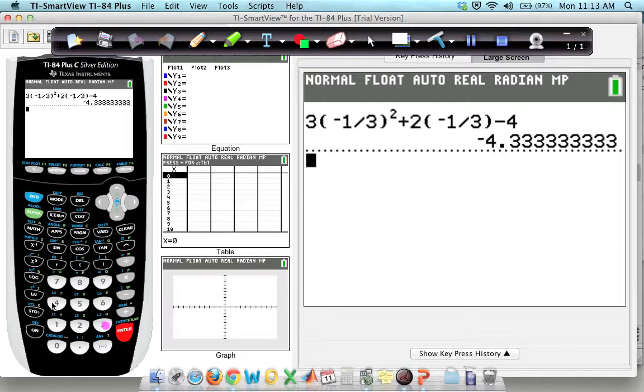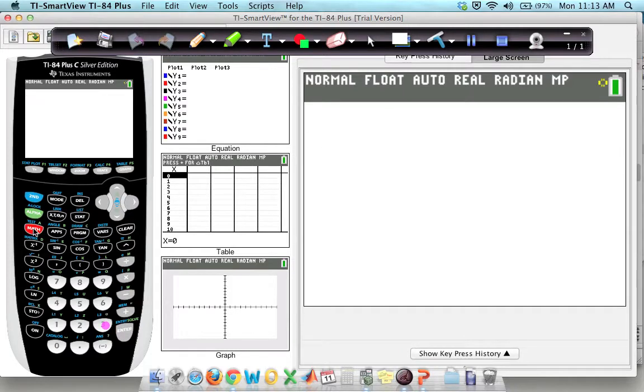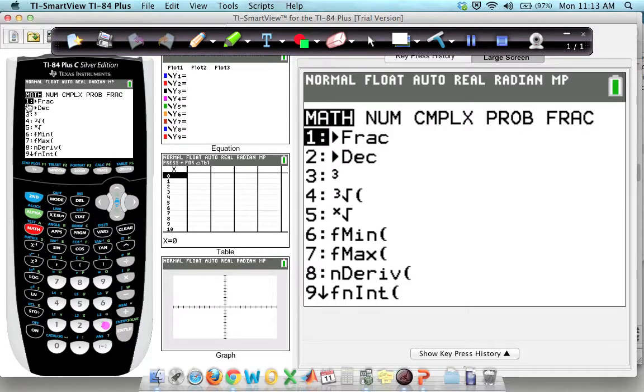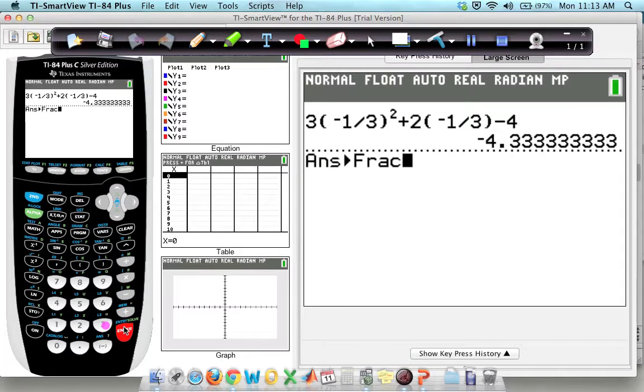If you want, you can either know that 0.333 means 1/3, or you can hit the math button and see where it says 1 fraction. You hit enter, and it'll convert. First, you have to hit enter. You'll convert your decimal to an improper fraction of negative 13/3, and then you do have to convert that to a mixed number, which is the negative 4 1/3.